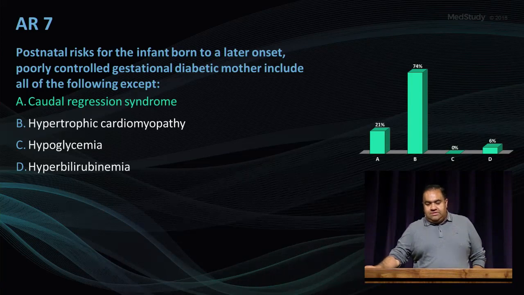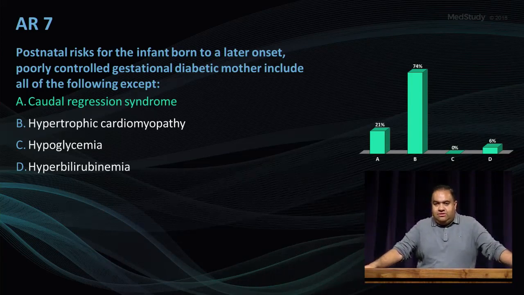So remember, this was designed to trick you a little bit. It's a later onset, poorly controlled. When is caudal regression syndrome really going to hit? It has to be early. It's going to be in the embryogenesis period.